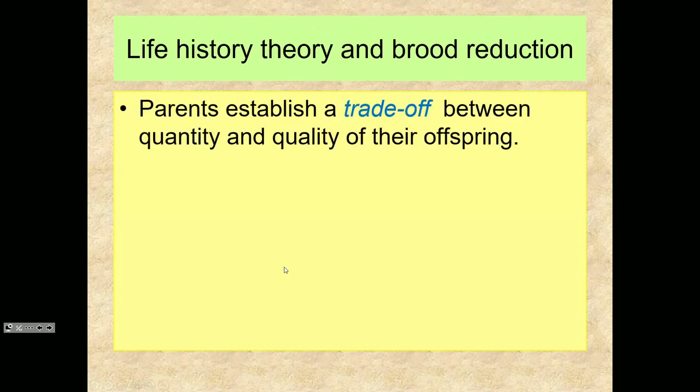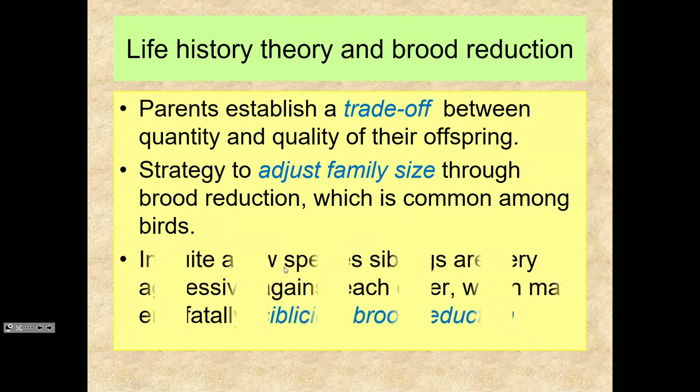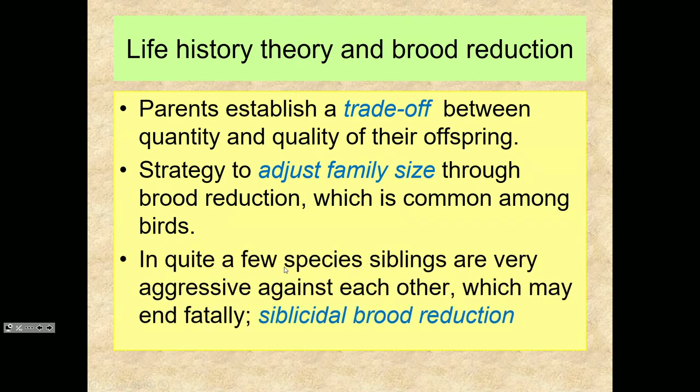So, to put this in a broader perspective, we can talk about life history theories, and that in many cases parents establish a trade-off between quantity and quality of the offspring, and brood reduction is seen as a strategy to adjust family size if the conditions of food are bad. In quite a few species, siblings are aggressive against each other, and this may end fatally. This is what we are talking about today, siblicidal behavior. So siblicidal brood reduction could be one strategy.